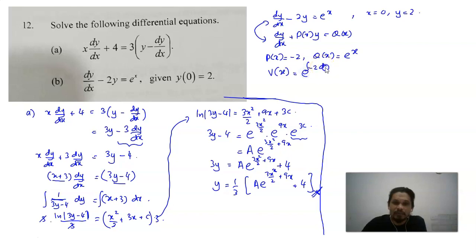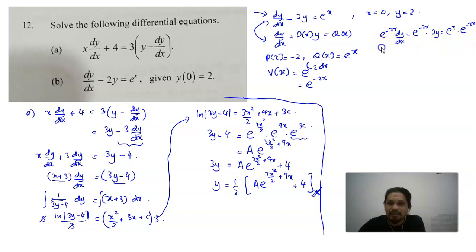So the integrating factor here is e power of the integral of negative 2 dx, which equals e power of negative 2x. Okay, the integrating factor here is e power of negative 2x. So then multiply this with the equation here: e power of negative 2x dy dx minus e power of negative 2x times 2y equal to e power of x times e power of negative 2x.